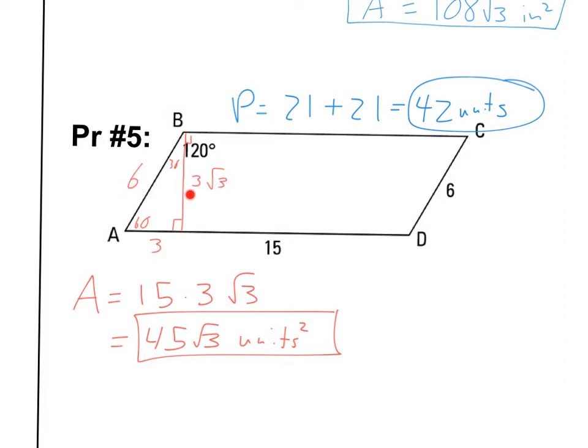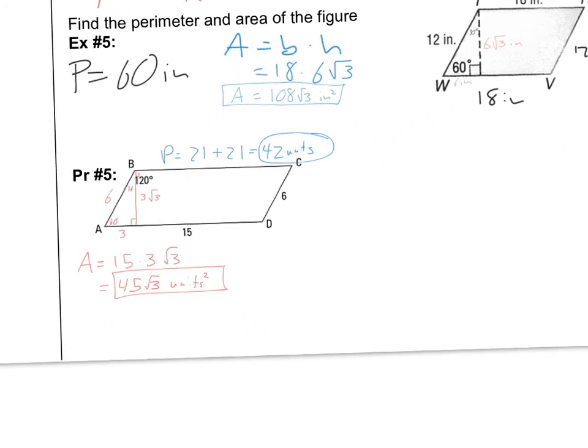3 times rad 3 is 3 rad 3. So now I have the base and I have the height, so I can find the area. 15 times 3 is 45. There we go. We are done. Let's go to the next problem.